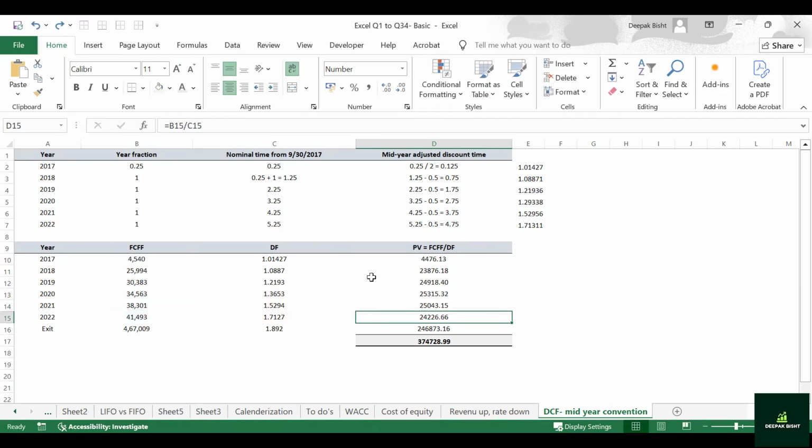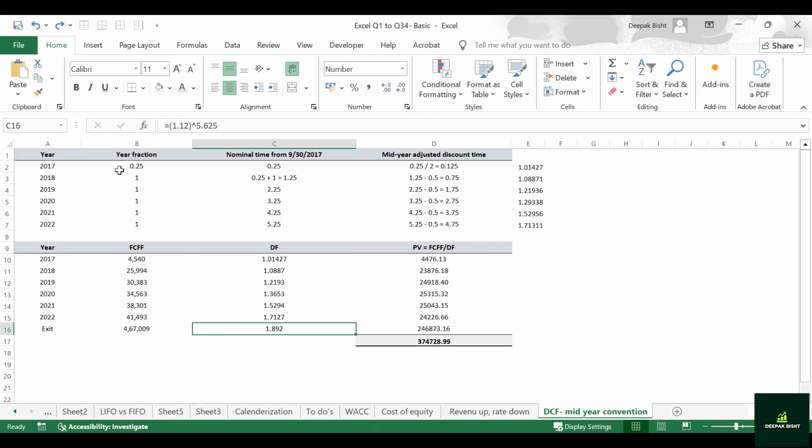And for my terminal value, I have adjusted my discounting factor. And why have I done that? The reason behind this is, if I were to calculate the terminal value, I want a more precise number. So the exact discounting period for terminal value should represent perpetual cash flows starting from 2023.